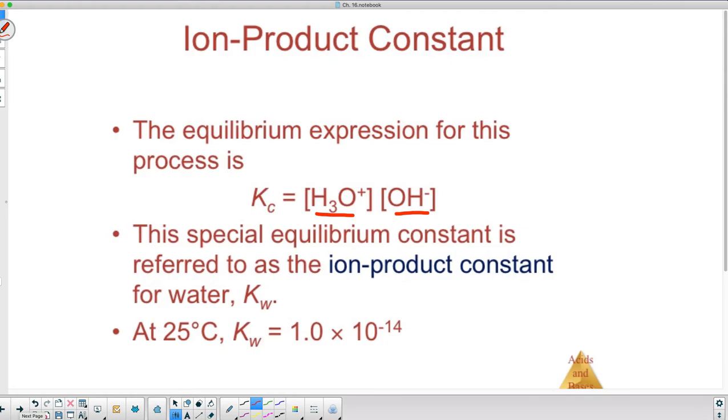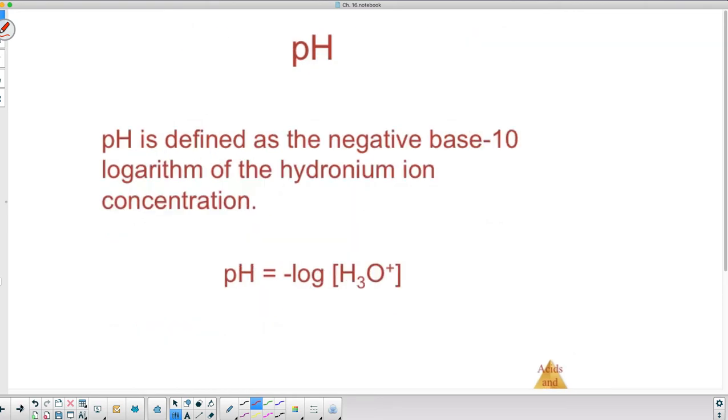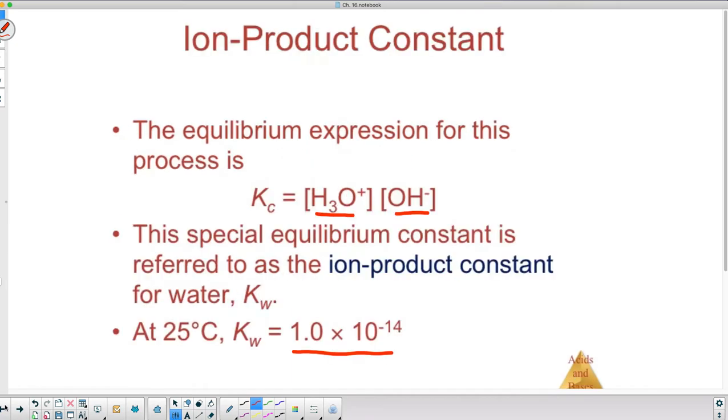This number that we have is 1.0 times 10 to the negative 14th. This is a very, very small amount of breaking up, which means that most water is just water and not ions.